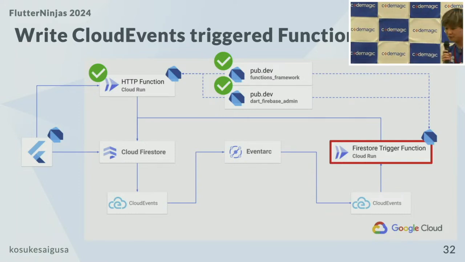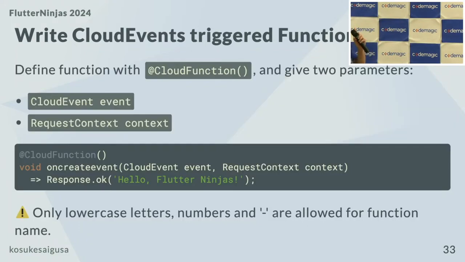So let's see how to write a Firestore trigger function. In order to write a Cloud Firestore trigger function, you can use the Dart Functions Framework again. You can use the @CloudFunction annotation here. Before it was the HTTP function, but this time it's the CloudFunction annotation. Then you can write a function like this with the annotation, and define the function name. You can only use limited letters in the function name though. Define parameters, the cloud event and request context, in the function parameters. Then you can return a response. Of course, you can write any logic or processing inside here. So this just responds hello FlutterNinjas again.